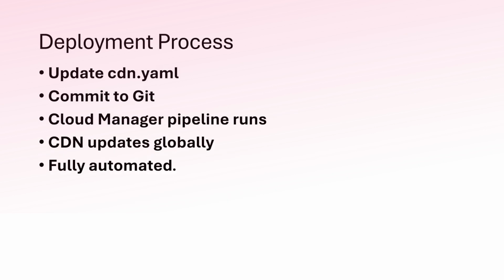The deployment process of CDN is straightforward. Modify cdn.yaml file. Commit to Git. Trigger Cloud Manager pipeline. Configuration deployed globally. There is no manual sync or cache config step. Everything is automated and version controlled.